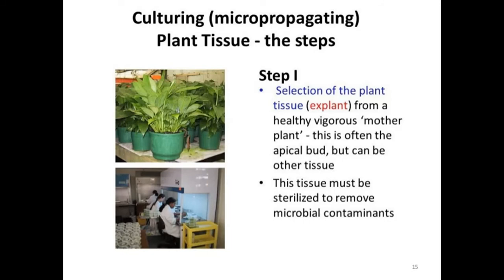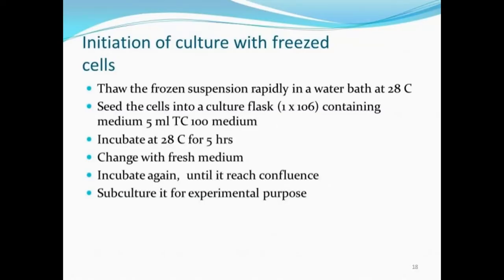Now the first step is the explant selection. It is the selection of plant tissue from a healthy, vigorous mother plant, and that is often the apical bud or can be other tissue. It may be an apical bud or axillary bud or root or leaf or anything, root nodules, rhizobium, anything that can be used for mother plant selection. The tissue must be sterilized to remove microbial contaminants first, then we go through the next step.